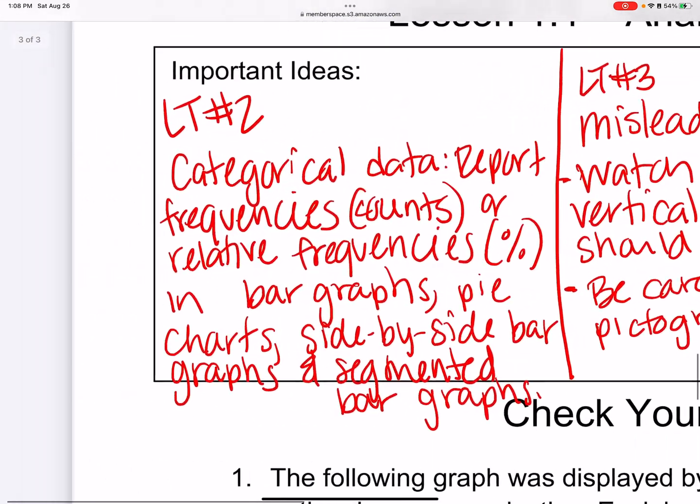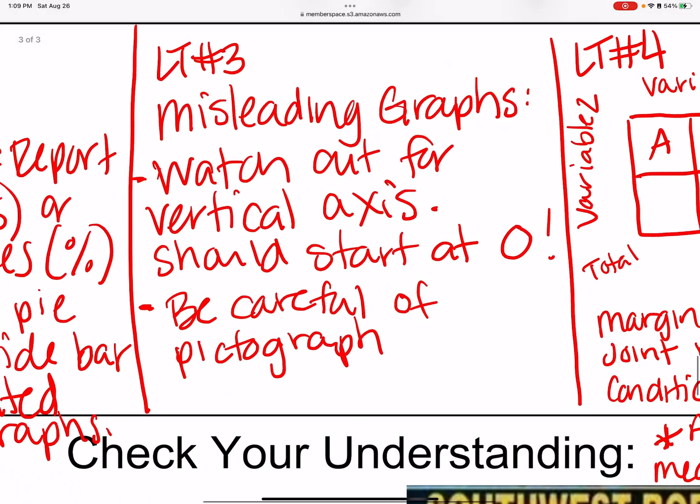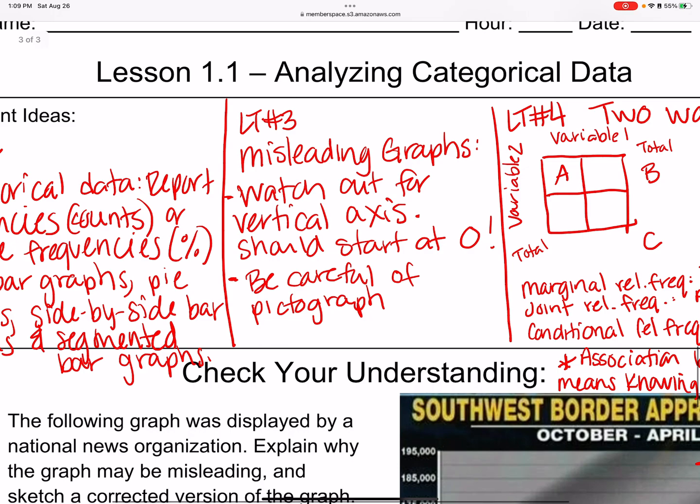All right, our learning targets for today. You can pause my video and write this down, but it's everything that I already talked about as far as categorical data and relative frequencies. LT stands for learning target, so this is learning target number 2. Learning target number 3, watch out for misleading graphs. Watch out for whether the vertical axis starts at 0, and be careful of pictographs. I'm going to show you an example of that in just one moment.